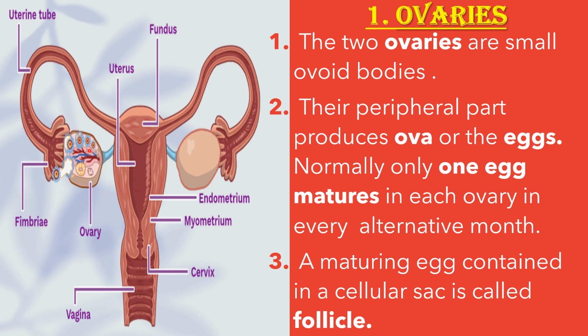This is the initial stage of the egg. Then after maturation, the maturing egg is contained in a cellular sac. This cellular sac is called a follicle. The egg is covered by a cellular sac at the time of maturing, and that cellular sac is called a follicle.